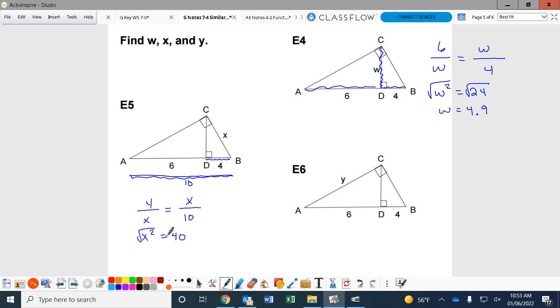And then what's the square root of 40, guys? 6.3. There we go.